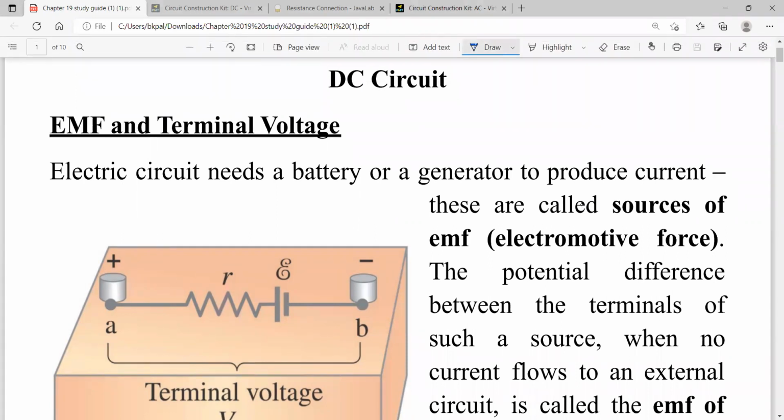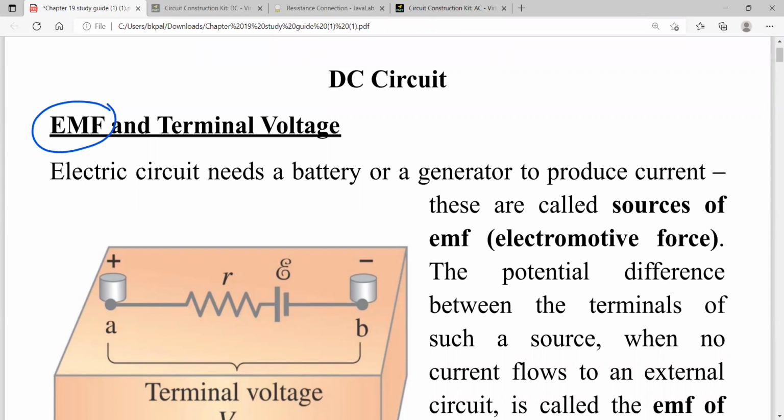And by the way, electromotive force is not a force. It's a potential difference between two terminals of a battery or a generator when the battery or the generator is not connected to an external circuit. So make sure you don't confuse the electromotive force with force. Electromotive force is basically a potential difference when a battery is not connected to an external circuit.